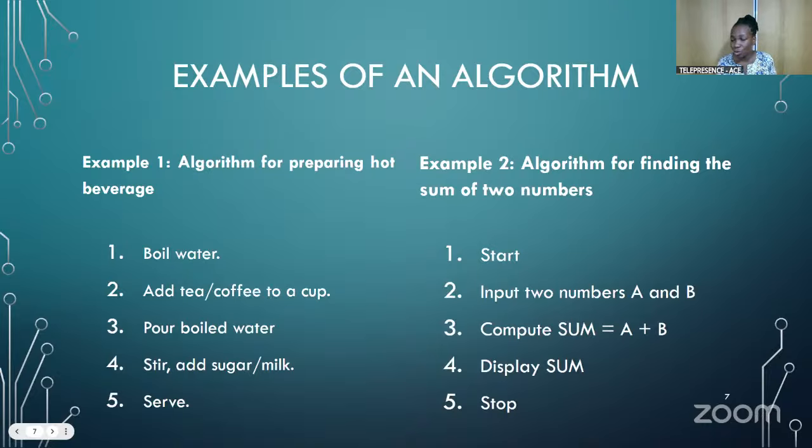Maybe let's assume you want to prepare Lipton. After boiling the water, you put the Lipton in the cup. You know you're going to pour the boiled water in it. Then you can stir. You can add sugar. You can add milk or whatever you want to add to it. Then the final stage, which is the final step, you serve. Not that okay, you just leave the boiling water there.